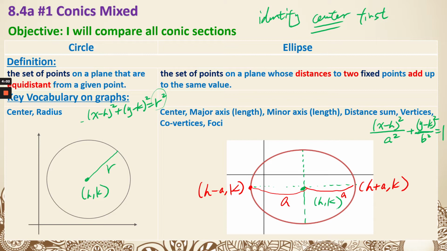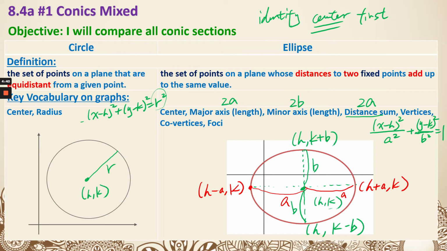And same thing from the center, I can go up and down, but this time I'm going to go up and down by b. So the major axis will always have the length of a, the minor axis will always have the length of b. So in this case, I'm going up b from the k. That means h stayed the same, but I have k plus b, then the other one is h, then k minus b. These are my co-vertices. So the major axis length would be 2a, minor axis length would be 2b, and the distance sum would be 2a. And I just identified my vertices and co-vertices.